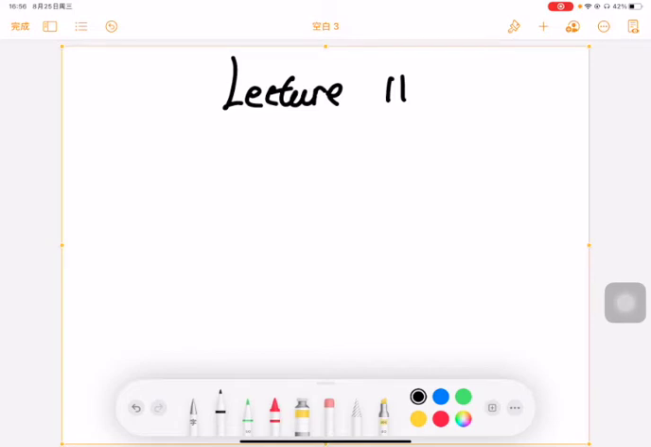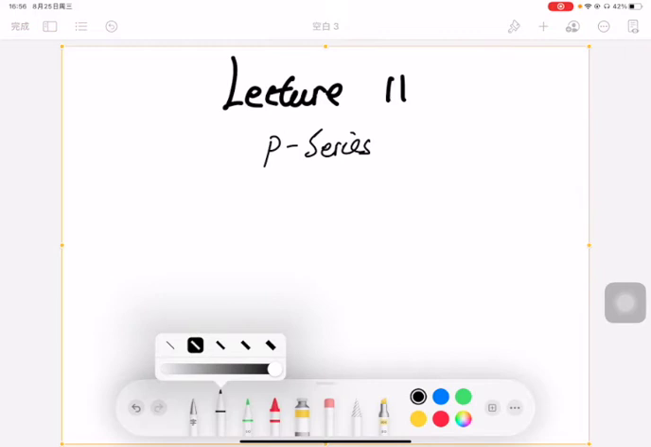In the last lecture, we talked about geometric series and some convergence tests. Today we're going to define P-series and then introduce more convergence tests that can be used to determine if a series converges or not. All right, so first thing is P-series. What is a P-series? Definition of P-series.